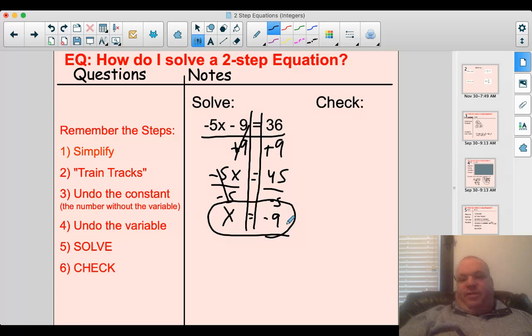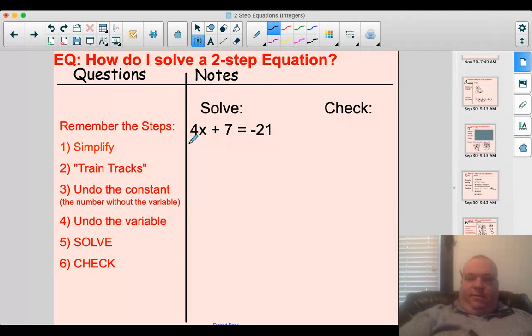Now, when it tells you to check, what check means, again, is that you're going to take this and plug it back in for the variable. So when you're checking, you do negative 5 times negative 9 minus 9. And I want to make sure I get 36 out of this. So negative 5 times negative 9 is 45. 45 minus 9 is 36. That's how I would check that.